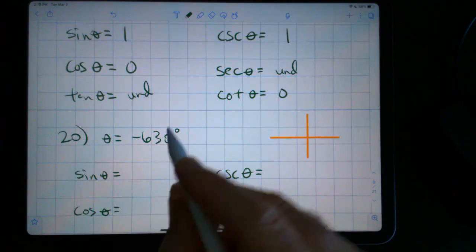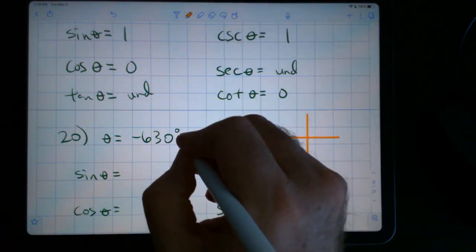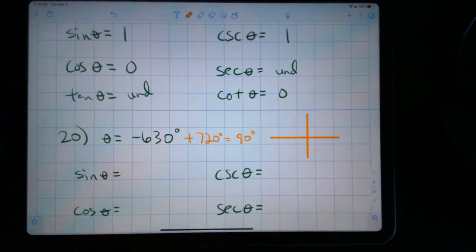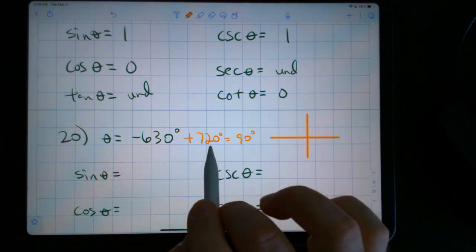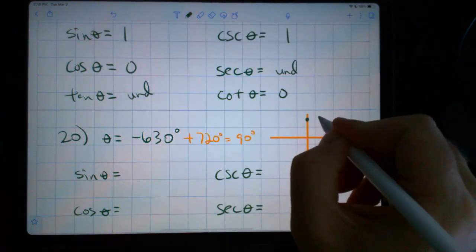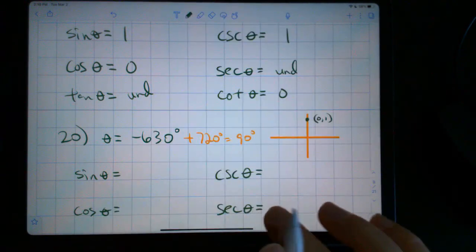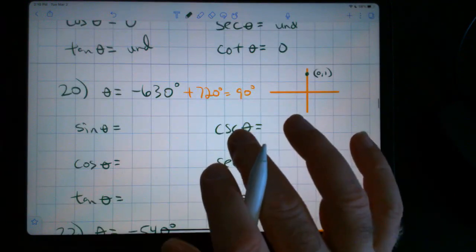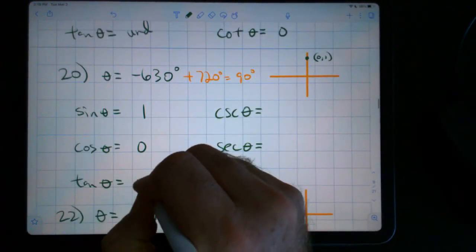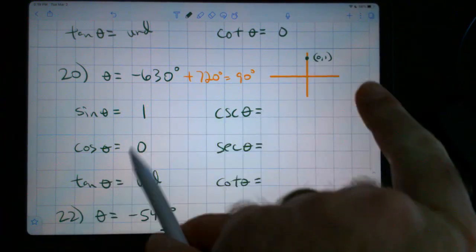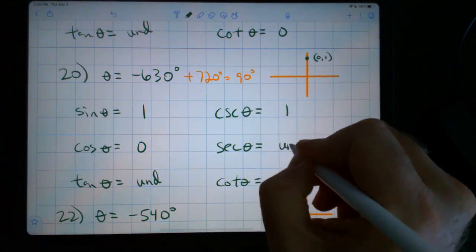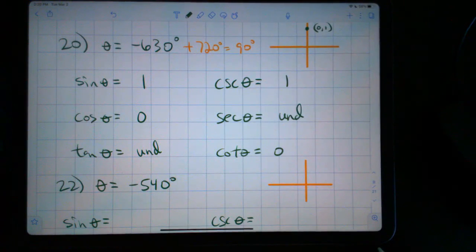Theta is negative 630, so let's add 720 to this, and I get 90. I can add 720 because that's 2 times 360. So 90 is right here. It's at 0, 1. Sine is 1, cosine is 0, tangent is undefined, and I'm just looking at these values here telling me what I need. Cosecant is the inverse of sine, secant is the inverse of cosine, and cotangent is the inverse of tangent.